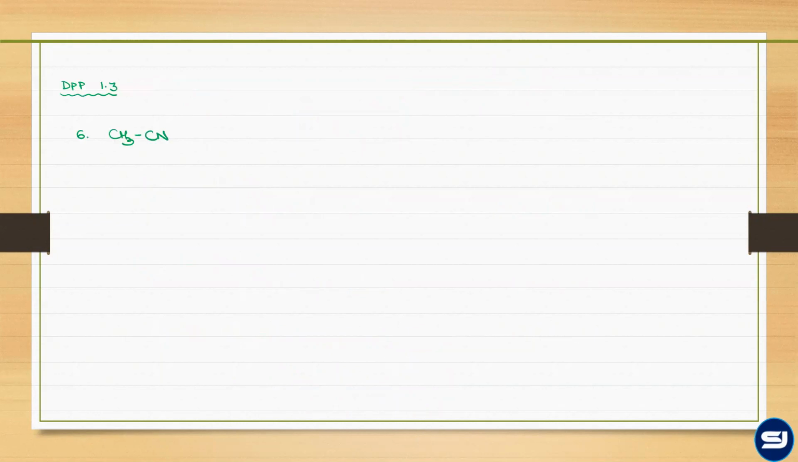Next, the correct name of the compound CH3CN is. Now it's not the IUPAC name, but the name of CH3CN is methyl cyanide. Methyl cyanide is the common name. What is the IUPAC name? Ethane 1 nitrile. The 1 is optional because a terminal functional group will always have position 1. So you can just name it as ethane nitrile.